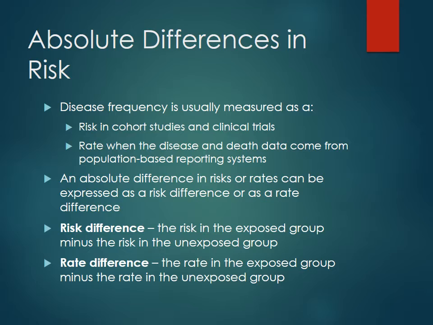5, easy. Looking at rate, it's going to be calculated the same way, except you're going to subtract the rate in the unexposed group from the rate in the exposed group. Okay, so similar concept. It's just a matter of figuring out what your denominator is going to be between a rate and a risk. Everyone with me so far? Okay.